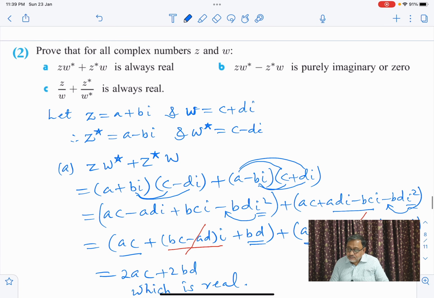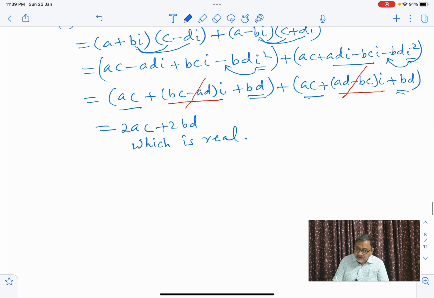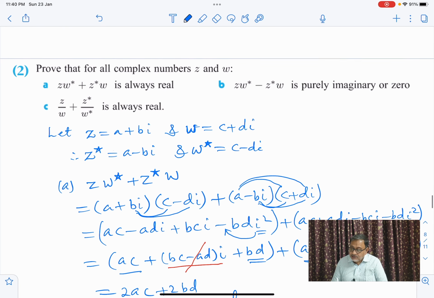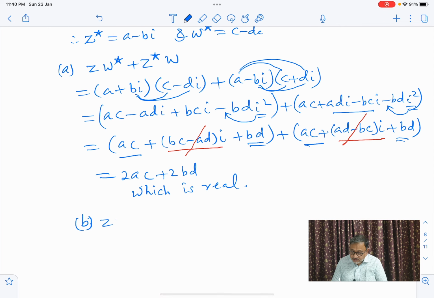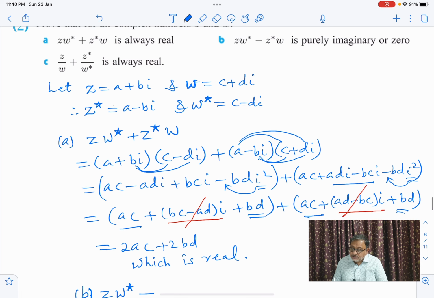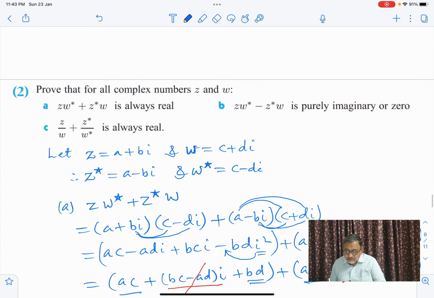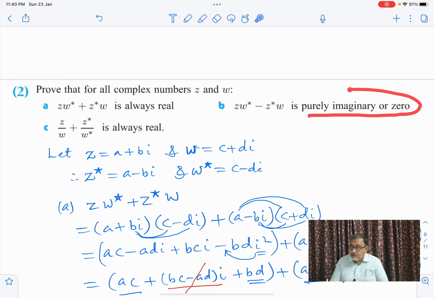Now B part, Z W conjugate minus Z conjugate W is purely imaginary or 0. So let us start with B part. The same complex numbers we are going to use. So first let me write Z into W conjugate minus Z conjugate into W. So remember that first we have used plus. So the answer of plus is a real number. The answer of minus for the same thing, they said, is purely imaginary or 0.